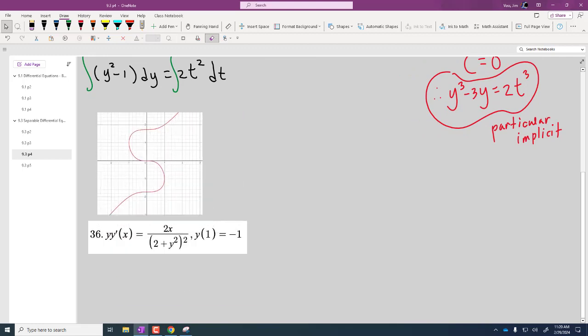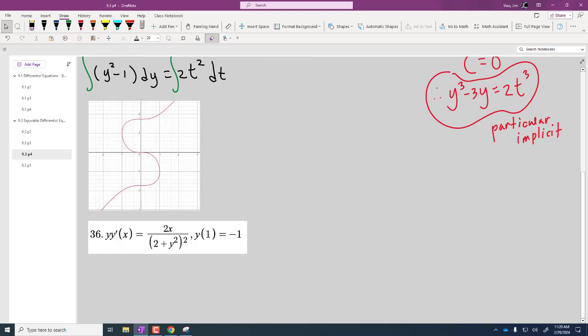Between 1 and negative 1, and then above and below. How many did we say? 3. 3? Yep, 3 implicit functions. So here is a function that goes in roughly there. There's a function that's roughly there. And then there's a function that's roughly there. So we have 3 different implicit functions.